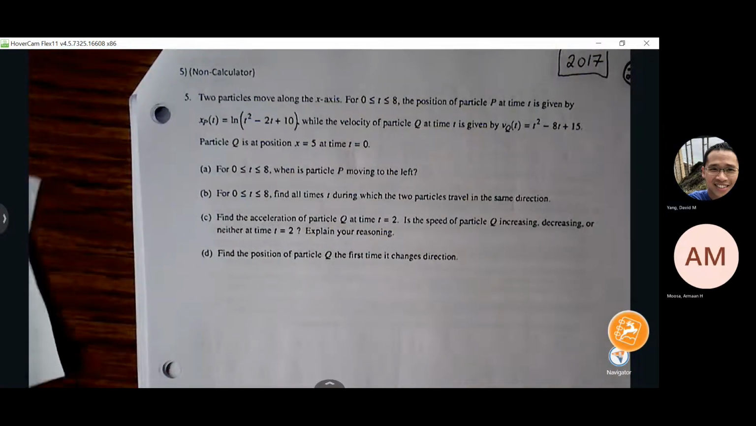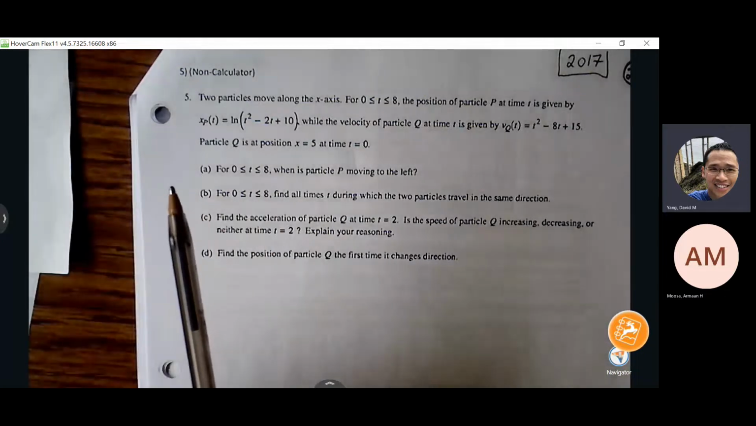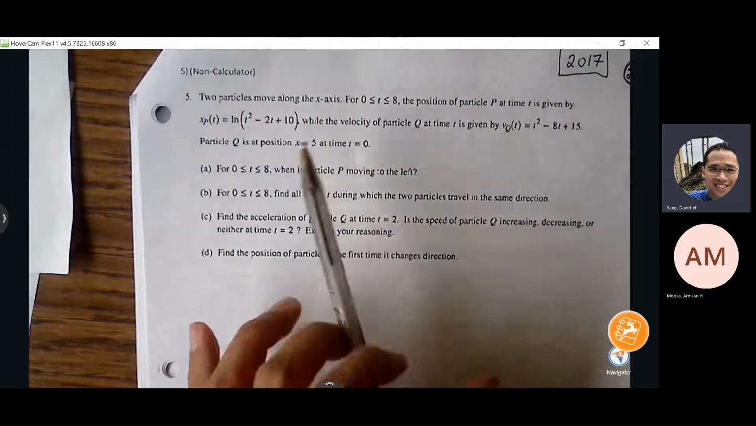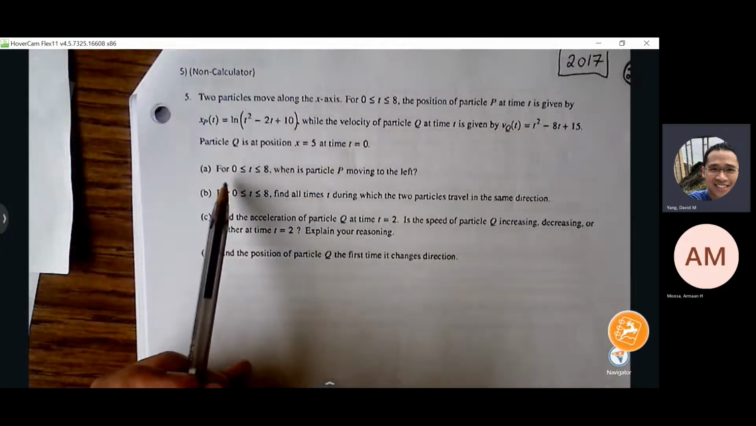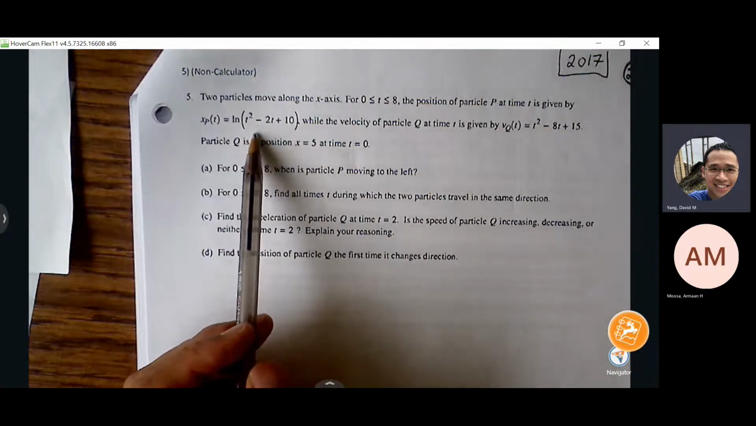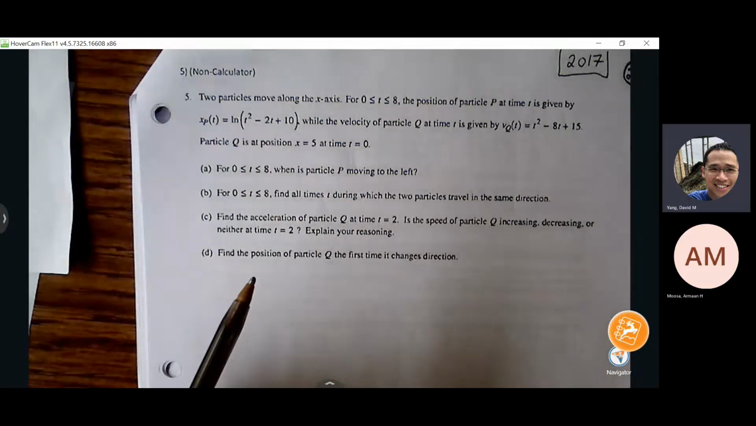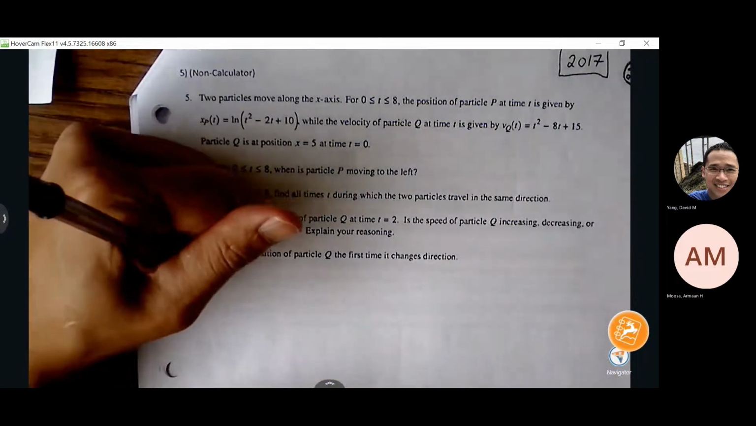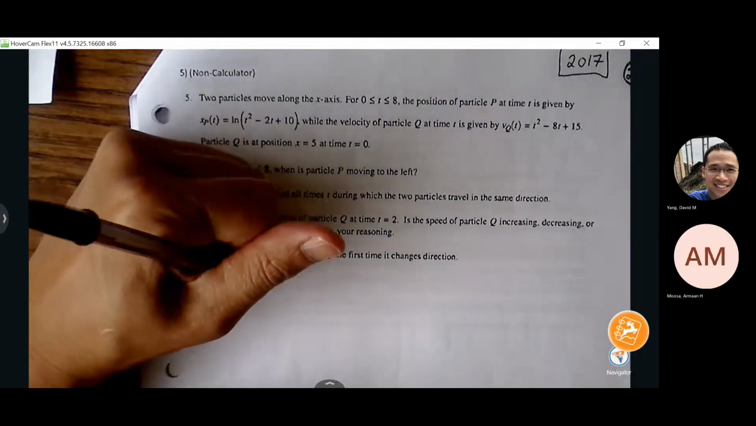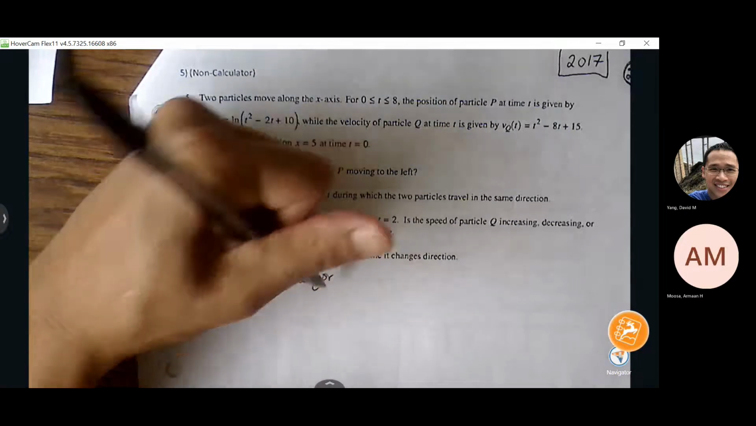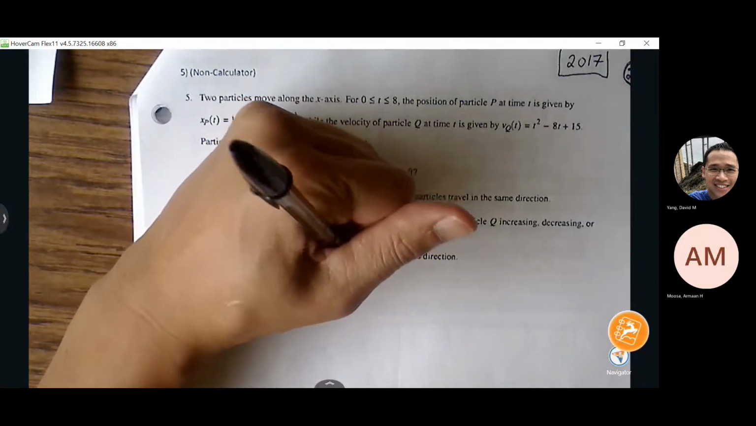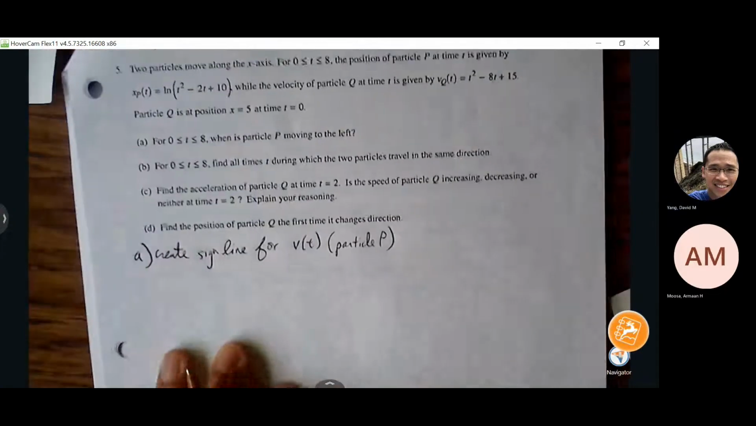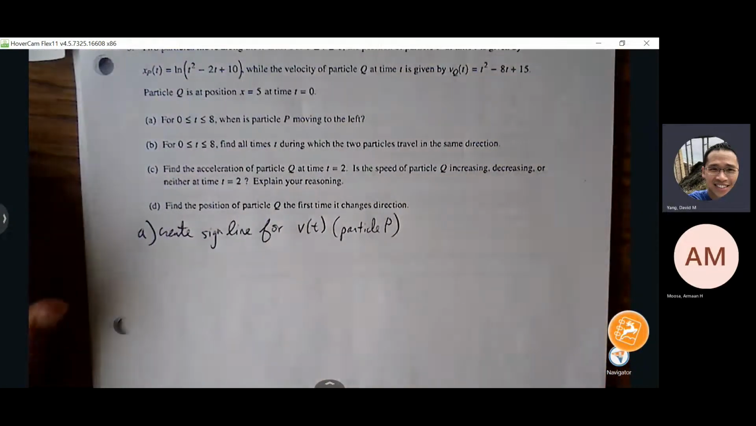Okay, between 0 and 8, when is the particle p moving to the left? Okay, so we know that our particle p is moving to the left whenever our velocity is negative. So we first have to create our velocity sign line. So we need to first find the derivative. From the derivative, find the critical points, populate the sign line, and then test the intervals. Right, so we need to find the derivative first. We need to make our way down to the velocity function.